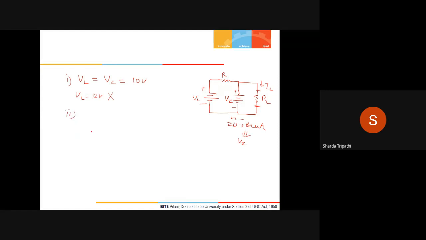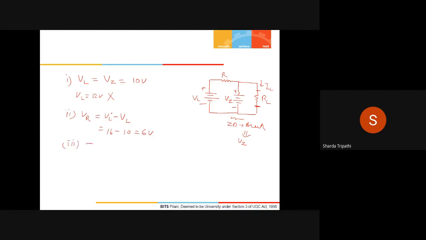What about the remaining parts? Remaining parts are easy. This you already know, VR will be equal to VI minus VL. VL in this case is 10. So this will be equal to 16 minus 10 is equal to 6 volts.